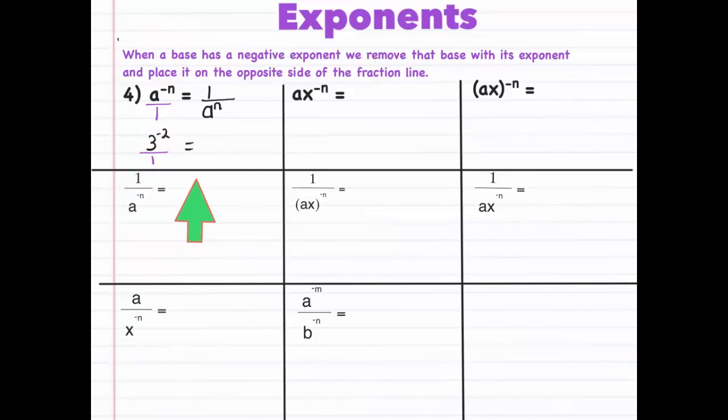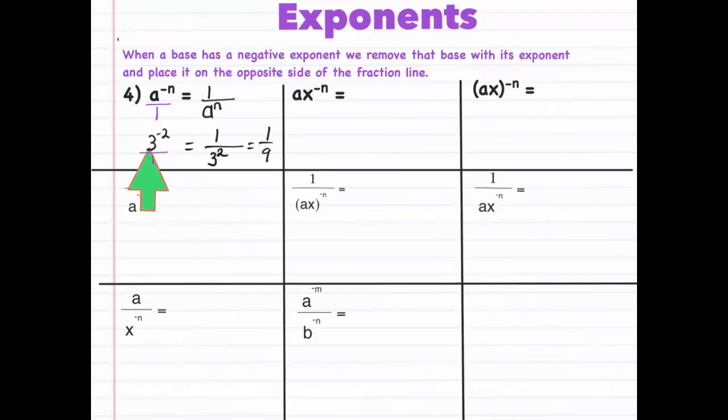And then which base has a negative exponent? It's only the 3 that has the negative exponent. So we pluck this entire base with its exponent from where it is the numerator, and we go place it below the line where it becomes the denominator, and the negative exponent becomes a positive 2. And what remains at the top? Still a 1. And this gives us 1 over 9.